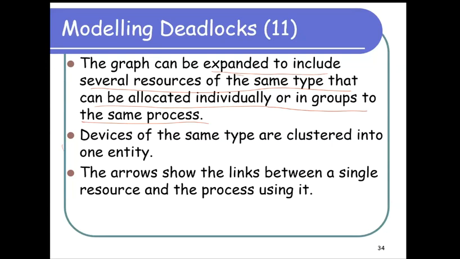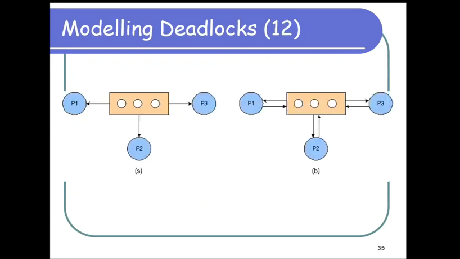So you can put all these devices into one entity. Devices of the same type are classified into one entity. The arrows show the links between a single resource and the process using it. So A is stable, okay? A is stable, but when all three processes request more than one resource, so this one A is stable.